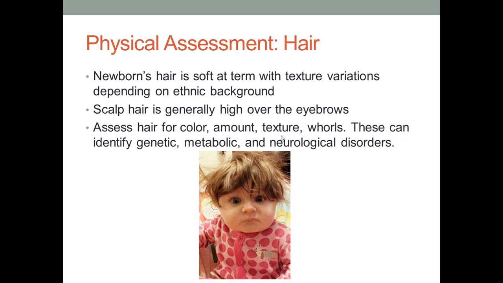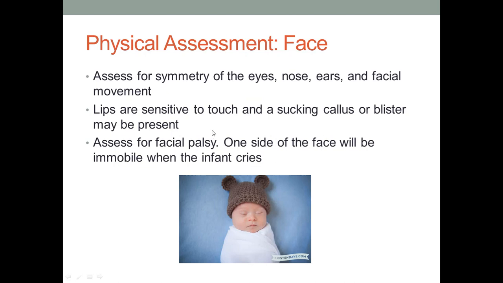The newborn's hair, I love this picture. I think she looks like a Cabbage Patch doll. But at term, they're going to have texture variations depending on their ethnicity. Their scalp hair is generally high over the eyebrows. And sometimes if there's any abnormalities in the texture, or if there's any whorls, it can actually identify neurological, metabolic, or genetic disorders. So kind of watch their hair as well.